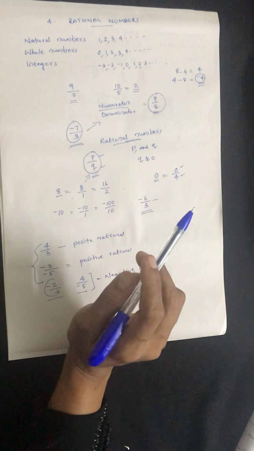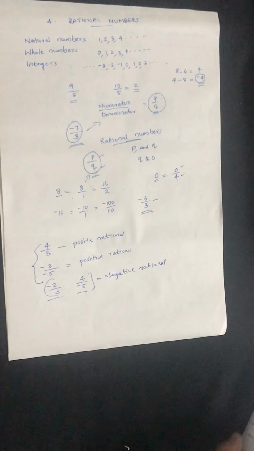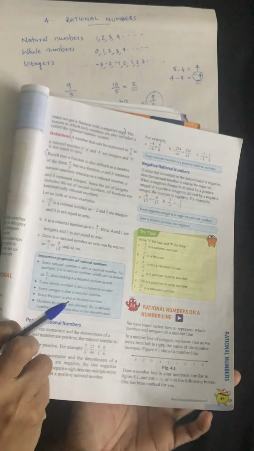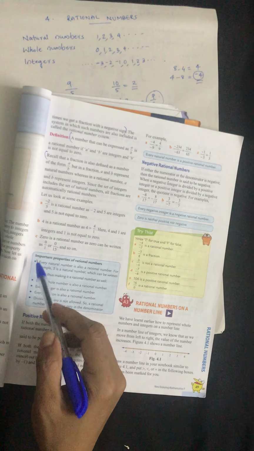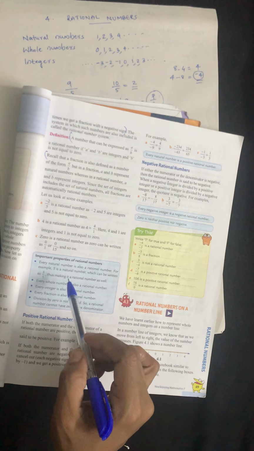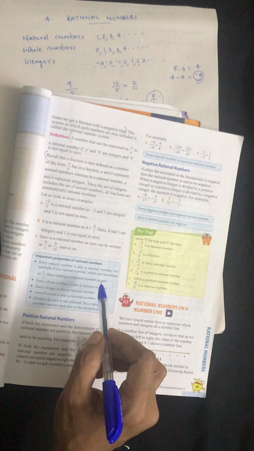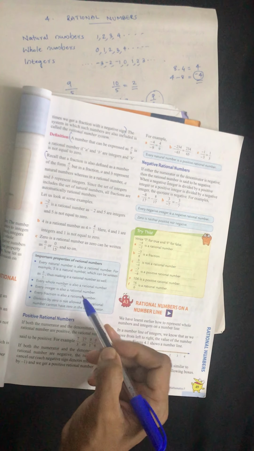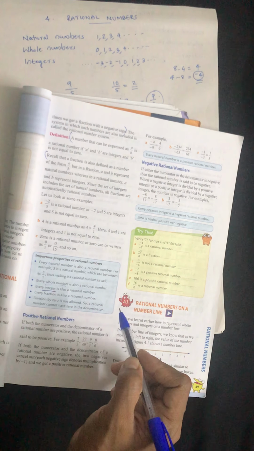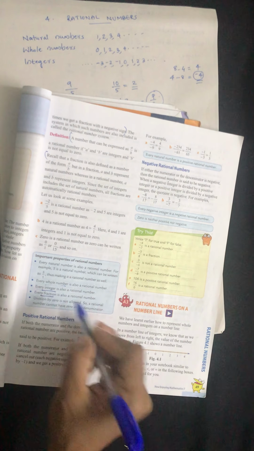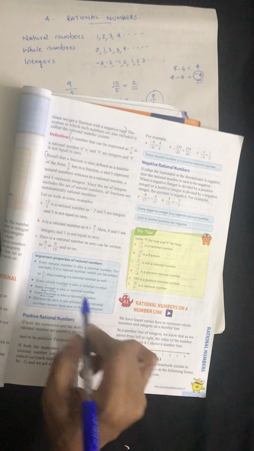And we also discussed the important properties of rational numbers, which you want to read in this part of the textbook. Every natural number is a rational number and every whole number is a rational number. Every integer is a rational number. Every fraction is also a rational number.